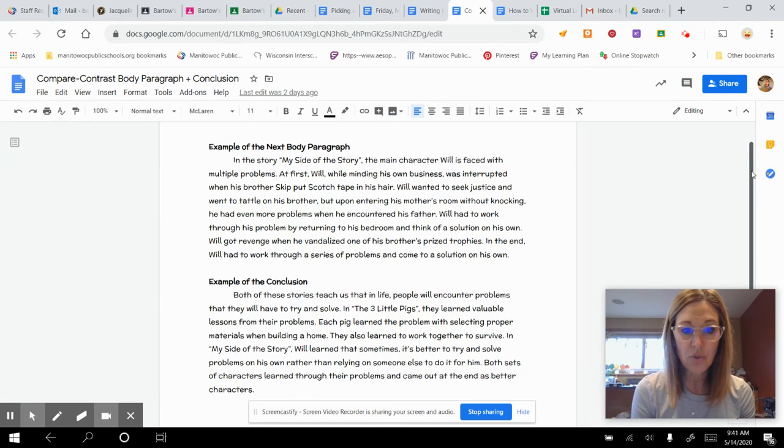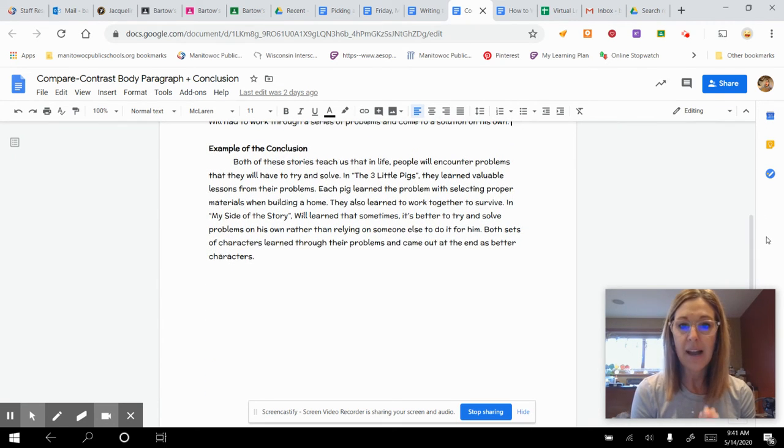Now, in my conclusion, I'm going to compare the two and say how they are similar and the lessons that they learned. Both of these stories teach us that in life, people will encounter problems that they will have to try and solve. That's my theme. I restate my claim. In The Three Little Pigs, so now I'm talking about one story, they learn valuable lessons from their problems. Ooh, which lessons are those? Each pig learned the problem with selecting proper materials when building a home.